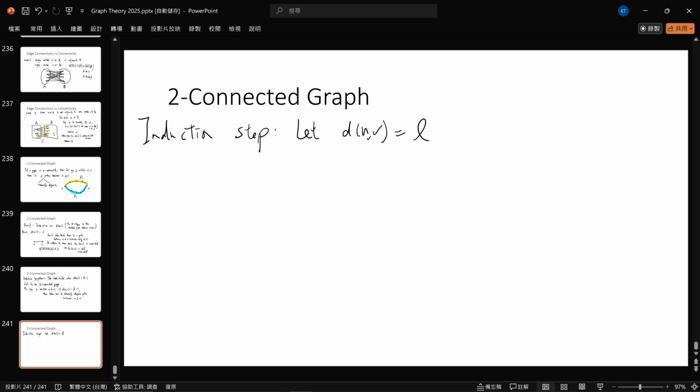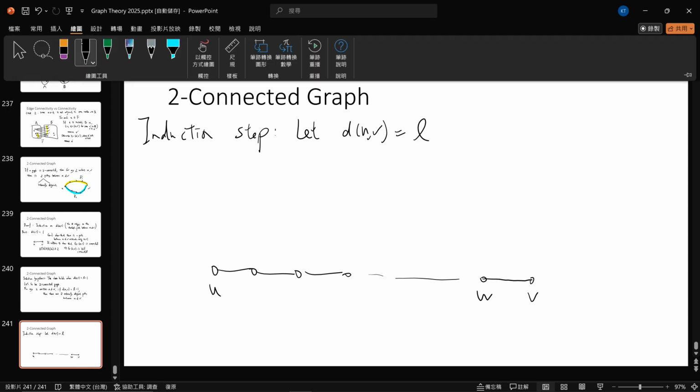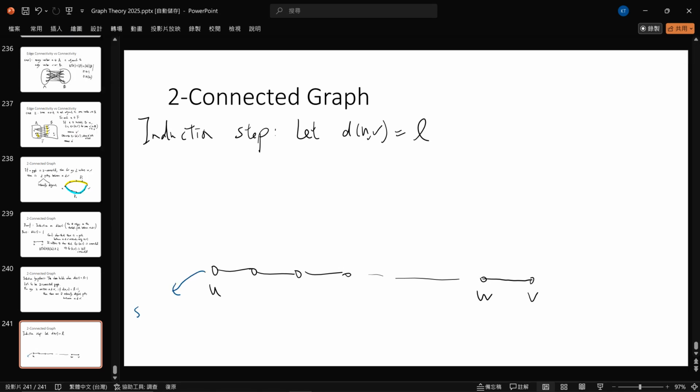Okay, so next we're going to consider the case where U and V have a distance of L. In order to use the induction hypothesis, I will consider the vertex W that is just before V. And this is the shortest path between U and V.